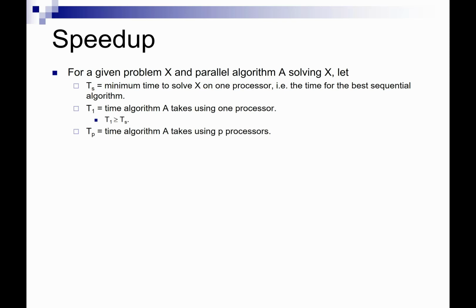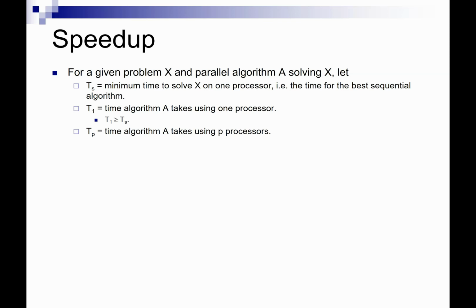Okay, so this is basically the time for the best sequential algorithm for solving x. The best possible, the smallest possible time for solving x on one processor. Now T1 is going to be the amount of time that algorithm A takes to solve x using one processor. Now A is a parallel algorithm, so we can use different numbers of processors.